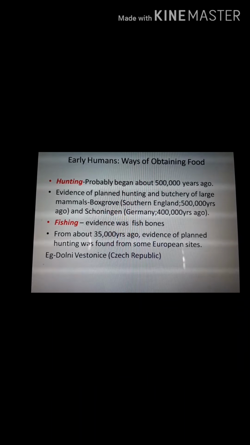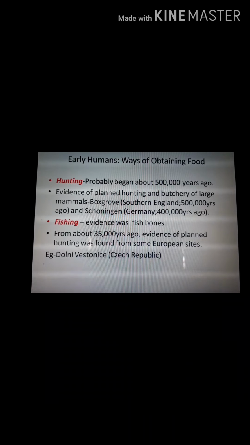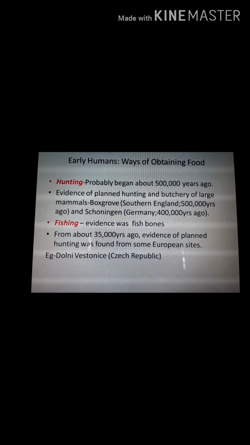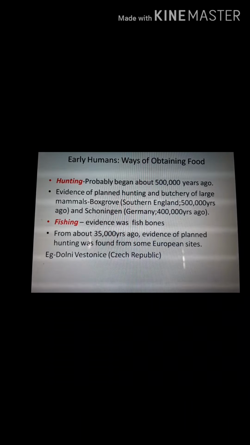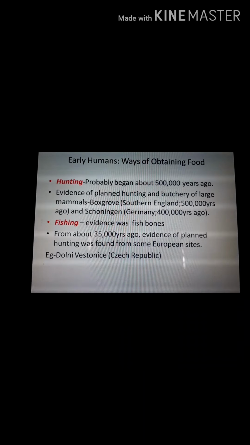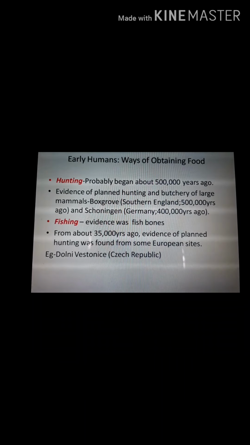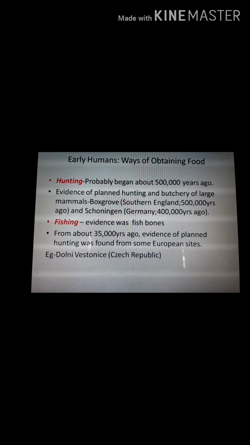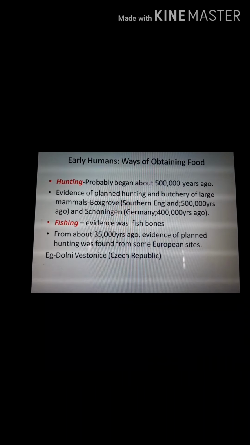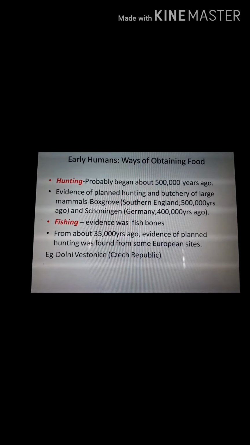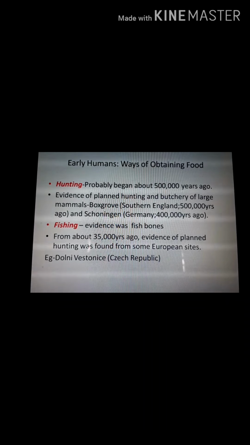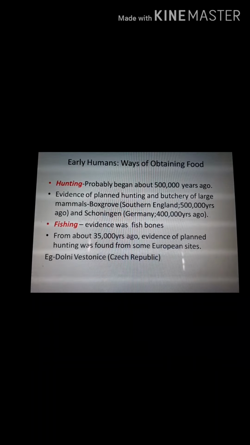Hunting. Hunting probably began about 500,000 years ago. Evidence of planned hunting and butchery of large mammals has been found at two important sites. One is Boxgrove in southern England around 500,000 years ago, and Schöningen in Germany about 400,000 years ago. Fishing was also done, which could be found from the fish bones.